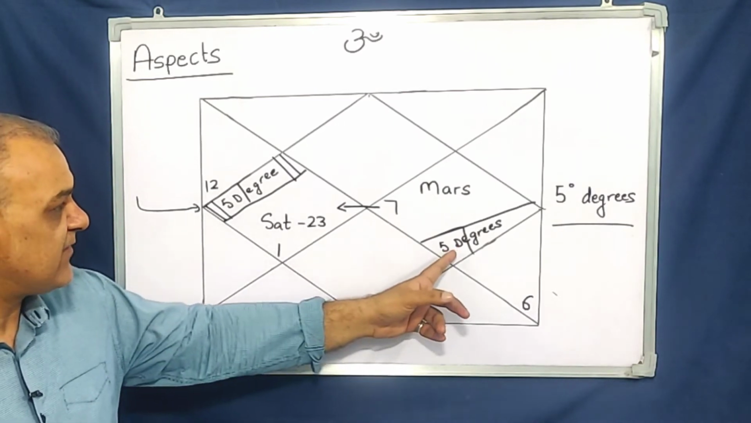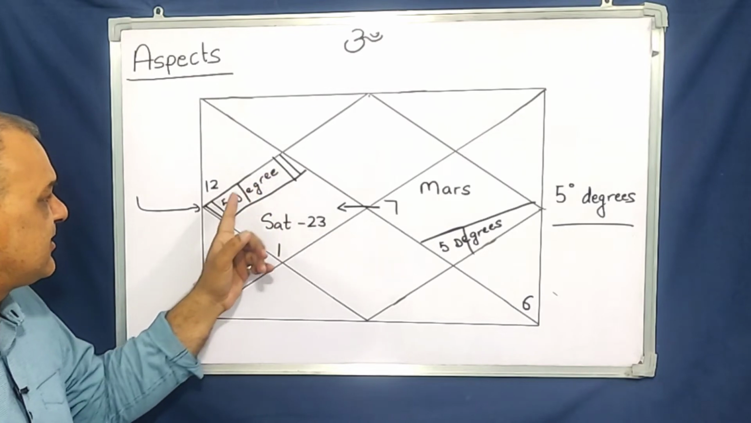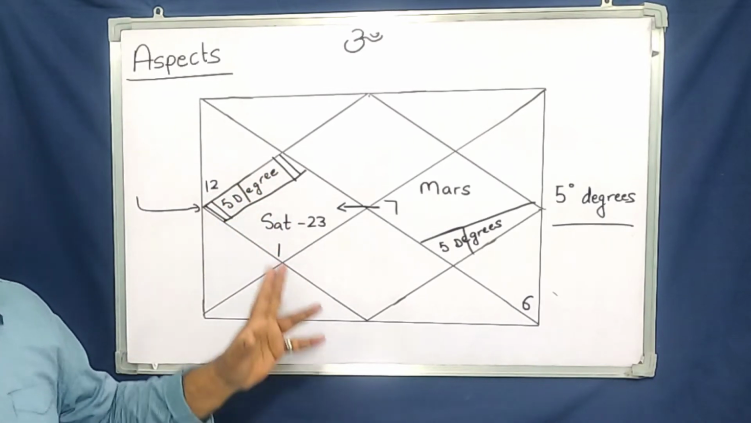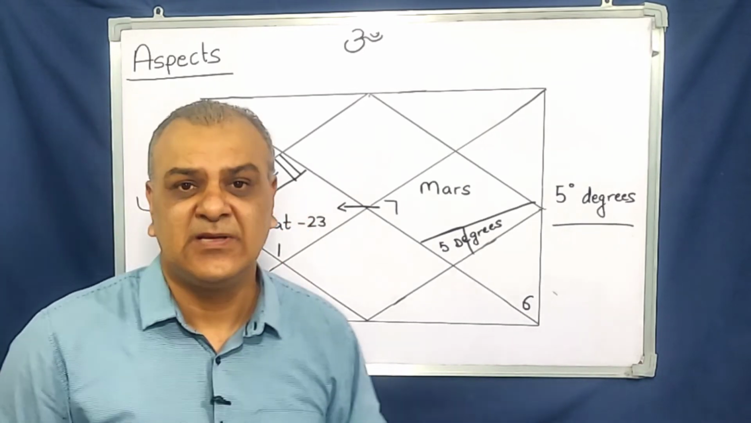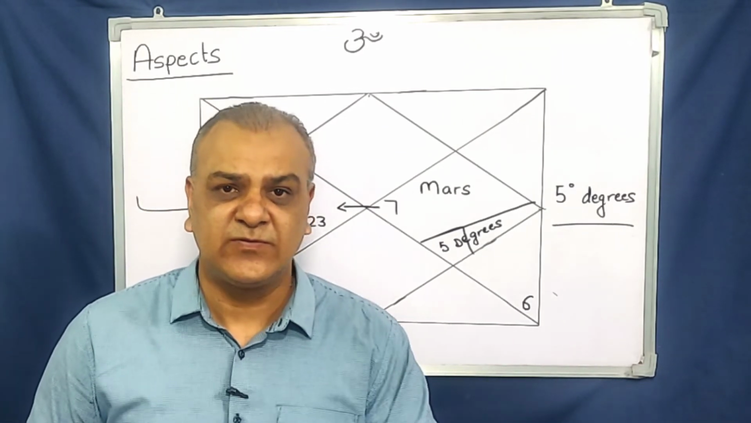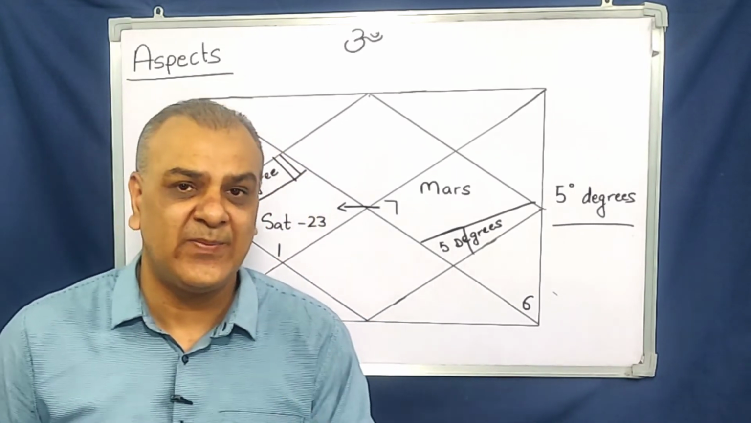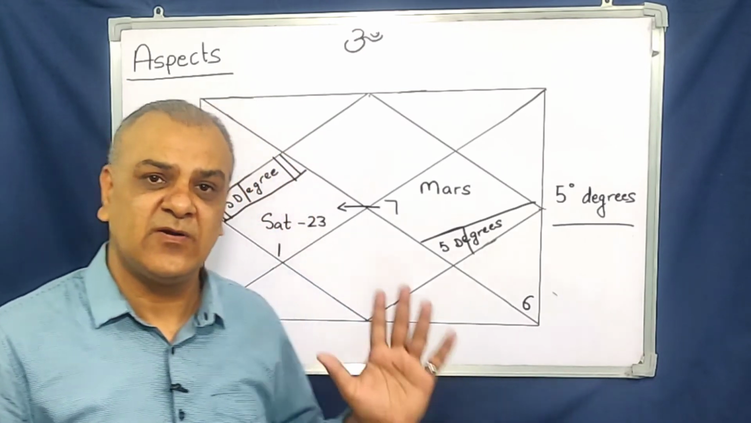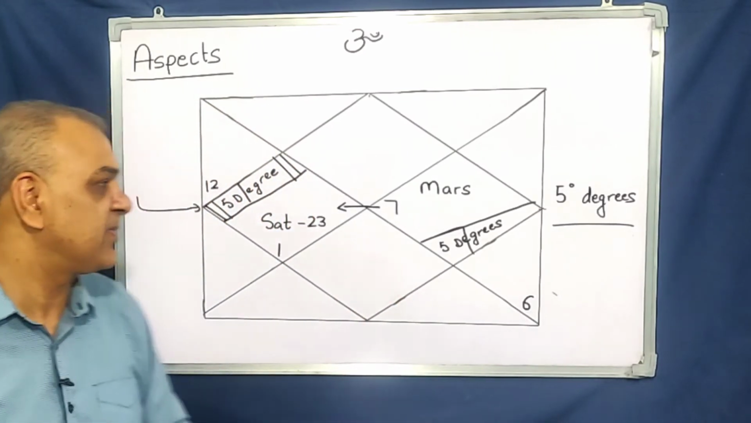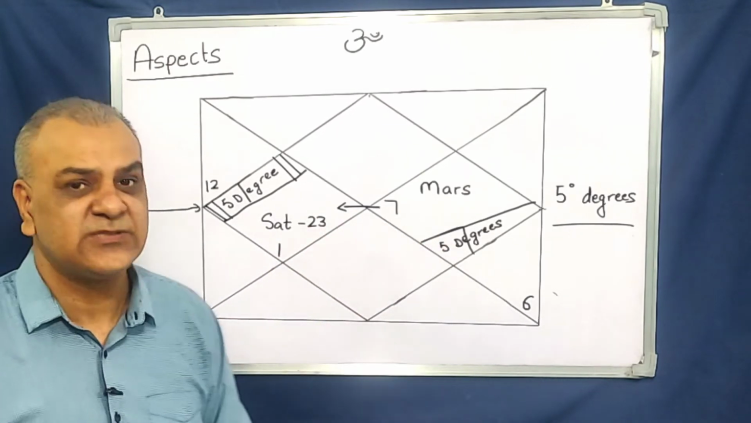If Mars is at 5 degrees, his aspect is restricted to this area only, though it will aspect this area as well, like from 5 degrees to 25 degrees, the remaining part of the 30 degrees, but the impact will be more from 0 to 5 degrees of that particular house. So Saturn here is at 23 degrees, Mars 5 degrees.